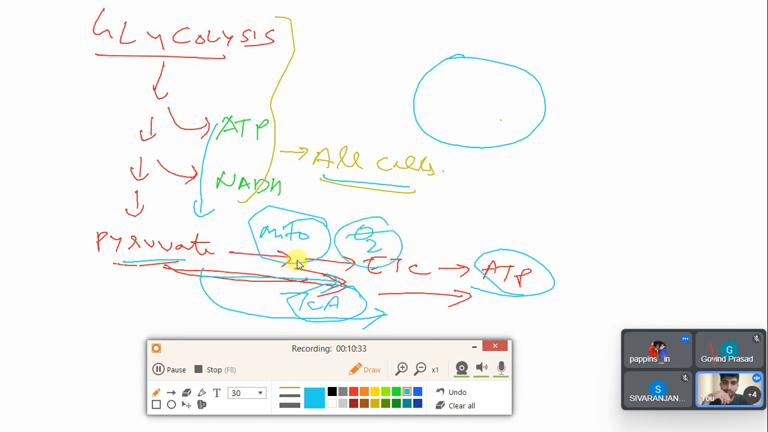Now tell me, since glycolysis is happening in all cells, is there any cell in our body where this pyruvate is not converted into ATP? Is there any cell where pyruvate is not converted into ATP? Or is it similar to glycolysis, that every cell will perform this TCA cycle?